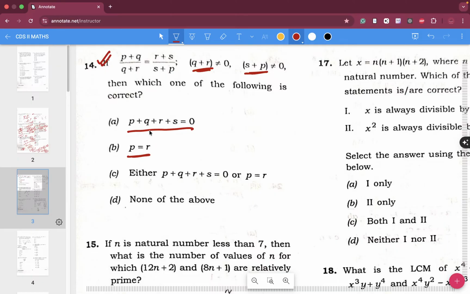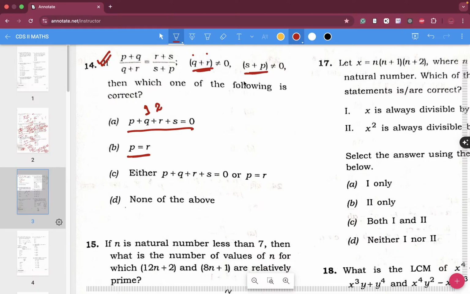If I am assuming Q plus R should not be equal to 0, okay, so I am saying Q is equal to 1, right, and R is equal to 2, I am assuming. So Q plus R is not equal to 0, right?